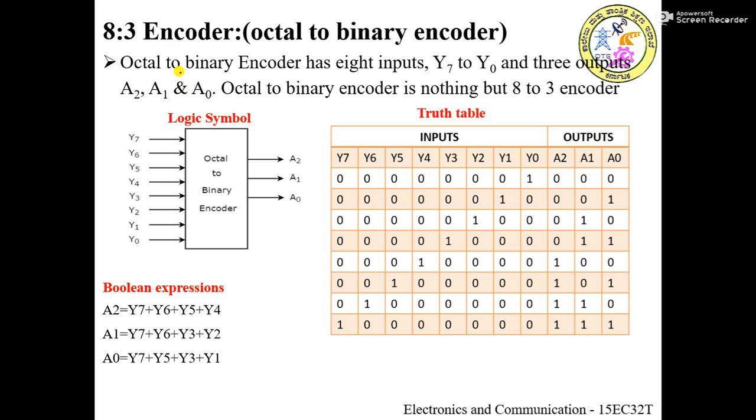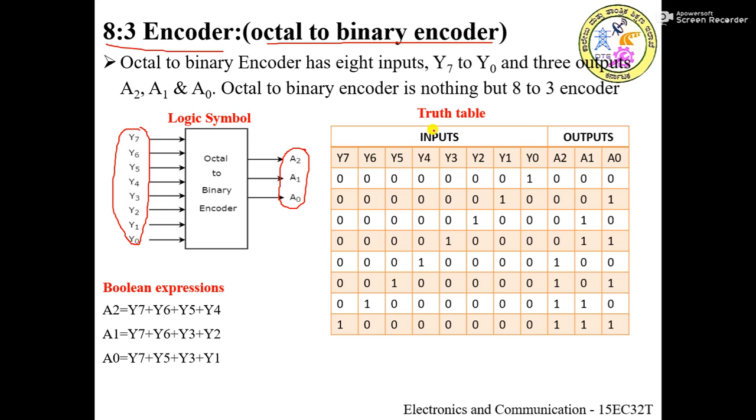Similarly, if you put n equal to 3, we get an 8:3 encoder system. Sometimes it is also referred to as octal to binary encoder. Octal means 8. So in an 8:3 encoder, the number of inputs will be 8, that is from Y0 till Y7, and the number of outputs is only 3, A2 till A0. At any time only one input line will be high, active high, and corresponding to the input line that is high, output encoded data is produced on the 3 output lines.